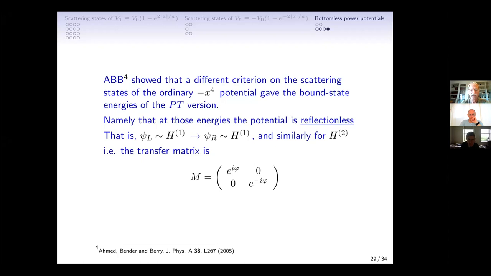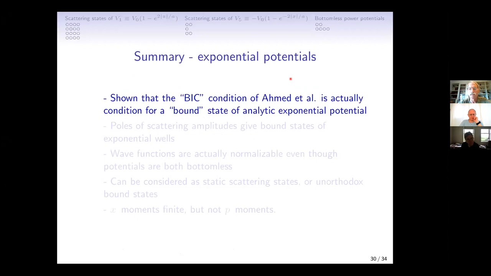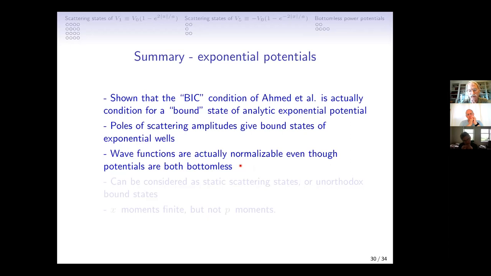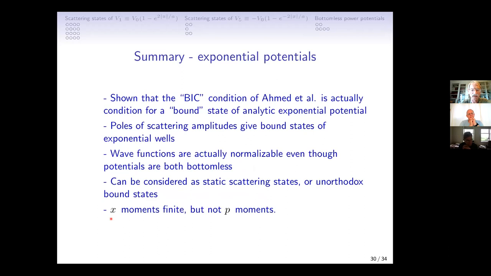Okay. So let's make a summary now of what we've learned so far. As far as the exponential potentials are concerned, I showed that the so-called BIC condition of Ahmed et al. is actually a condition for a, in quotes, bound state of the analytic exponential potential. The poles of the scattering amplitudes give bound states of exponential wells. The wave functions are normalizable even though the potentials are bottomless. I said they can be considered as static scattering states or unorthodox bound states. So people may dispute that. But anyway, in any case, the X moments are finite, but the P moments are not.